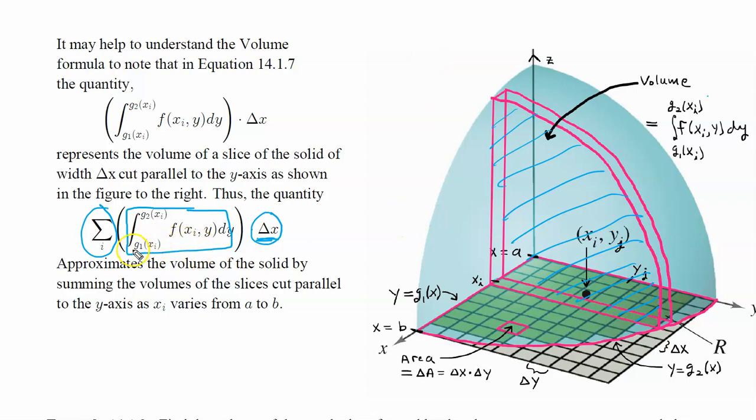So that's another way to view this quantity, the integral here times delta x. You can think of that as being the volume of this slab that we have pictured here. And then we're adding up the volumes of all these slabs and taking the limit as the number of partitions along the x-axis goes to infinity. So that's just another way to view it.